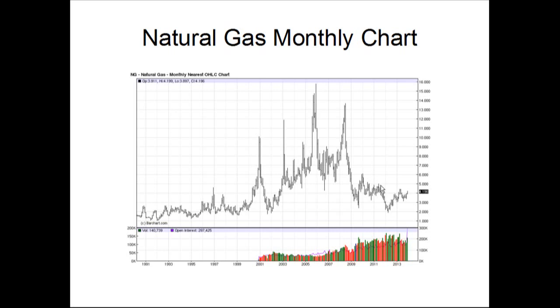If you draw a line here, that steep downtrend was broken. You draw a line here, the trend's been broken, and it looks to now be in what I'd call a sideways trend between, say, 320 and 420.